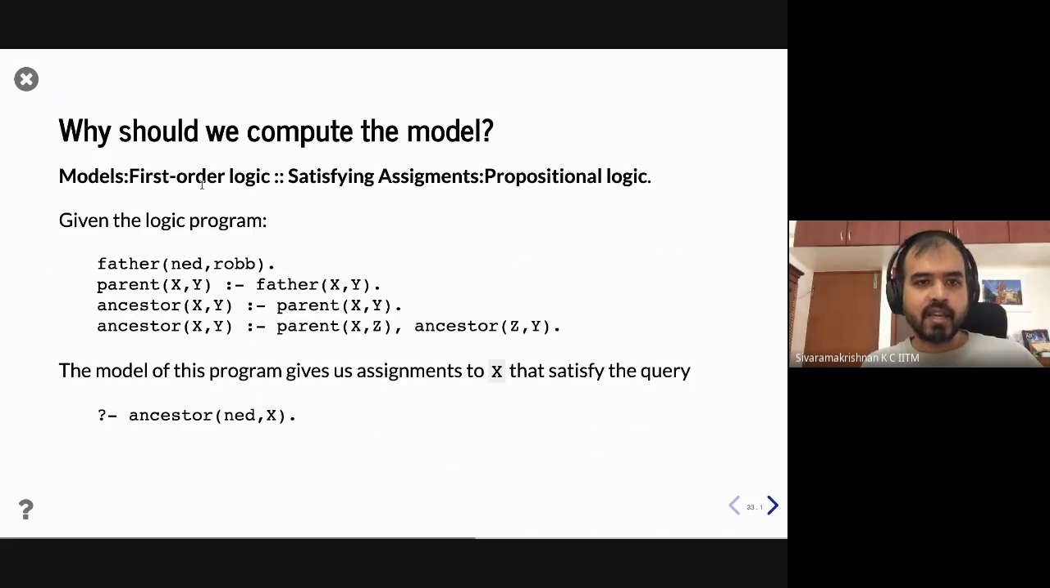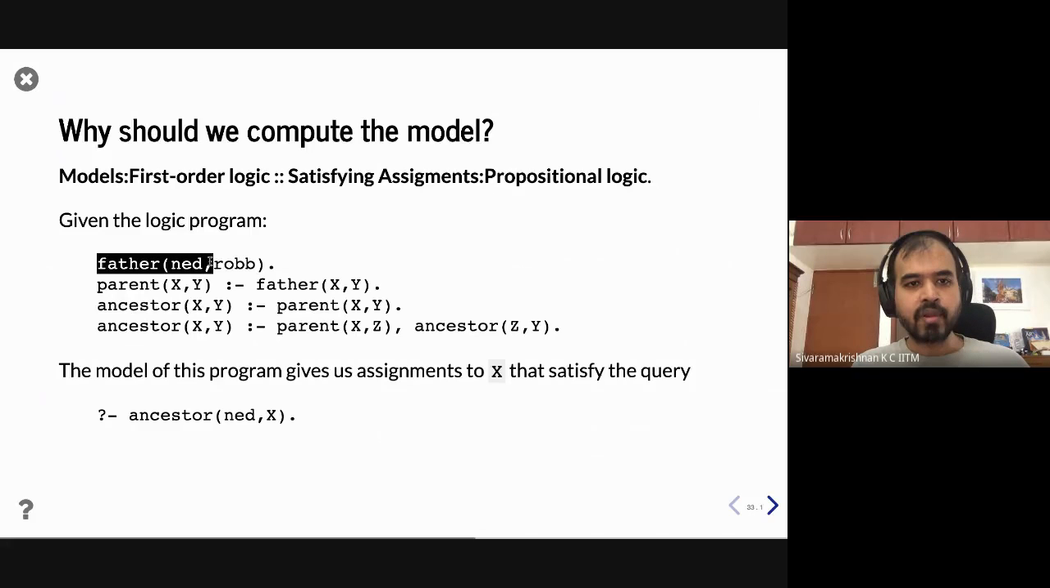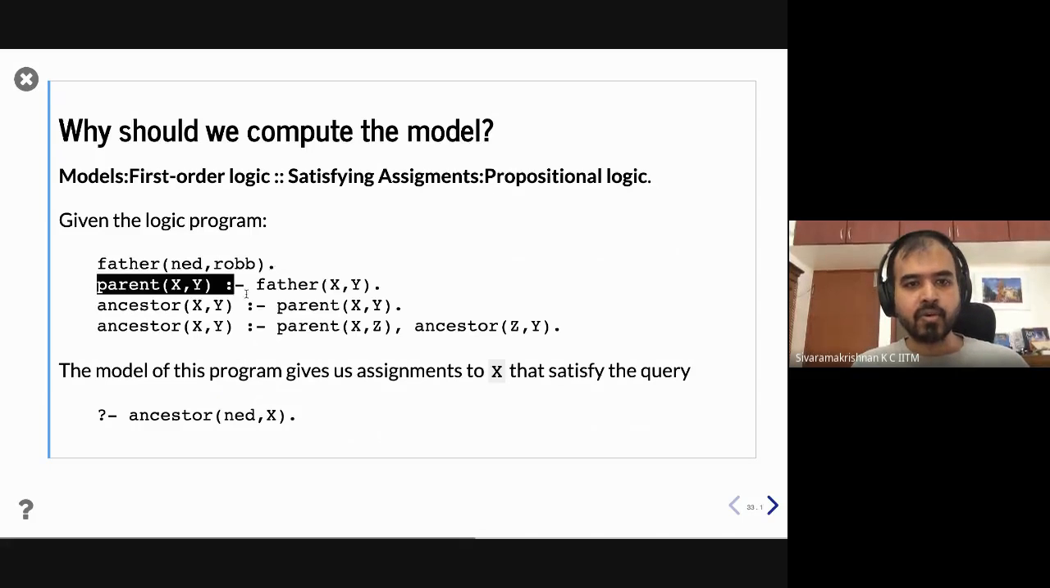So here we are working with definite clause programs. We also saw that every definite clause program has a model, which means that we can always find a satisfying assignment for a logic program. So why is this important? Consider this particular program. This is a subset of the rules and facts that I had in the motivating examples in the first lecture, where we defined the Game of Thrones family tree. I have a single fact here which says Ned is the father of Rob, and then a couple of rules which define the parent and ancestor relationships.